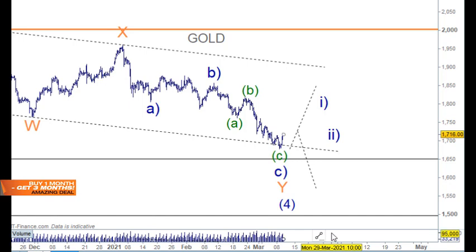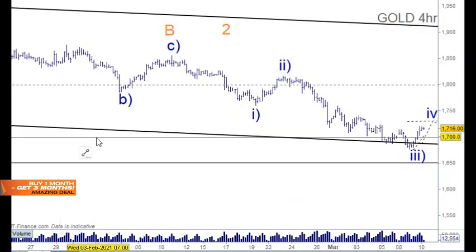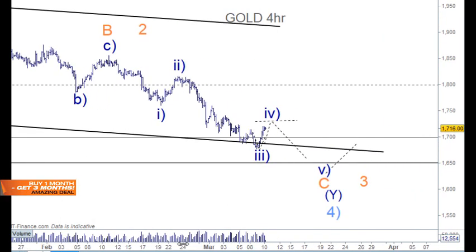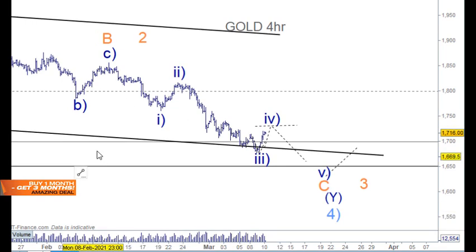So this is where we put the trading hat on. Let's drill in a little bit further here. This count here is valid as well. So this level here, this line, is the 38.2% retracement level. So that's where it can come to.